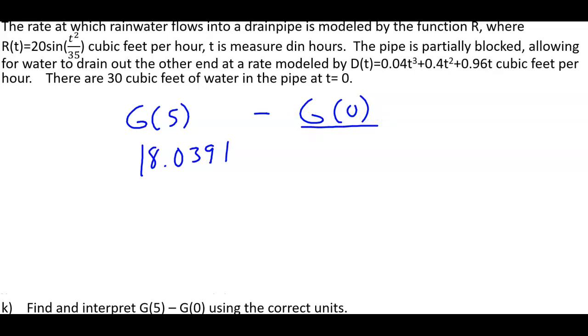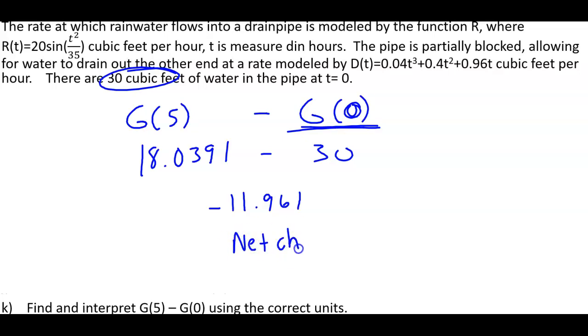G tells us how much fluid is in the pipe, and t is the time. So if the time is 0, how much fluid is in the pipe? Well, that means how much fluid was in the pipe at the very beginning, and that's 30. And so if we go ahead and do 18.039 minus 30, we get negative 11.961. Now that number should look familiar. We saw that earlier today. And what did we call that earlier? Well, we called it the net change. I forget which problem it was, but it was one of our problems that we did.